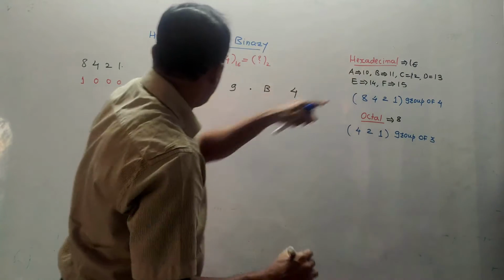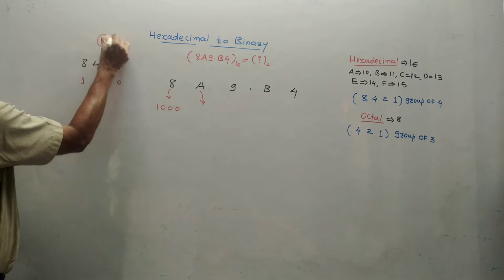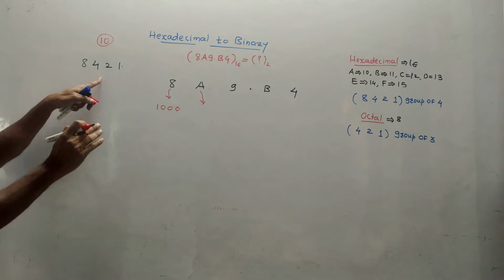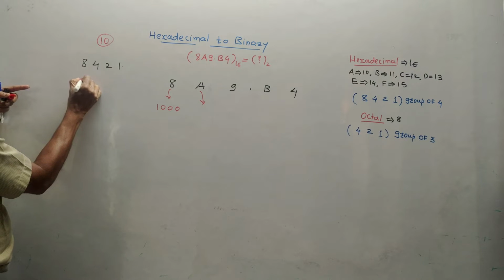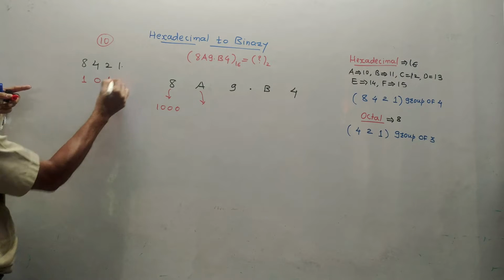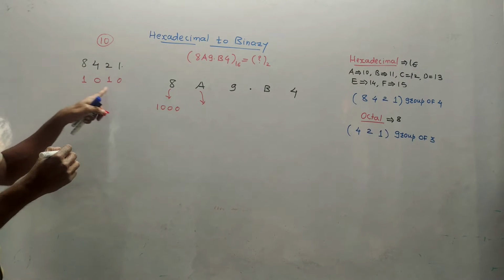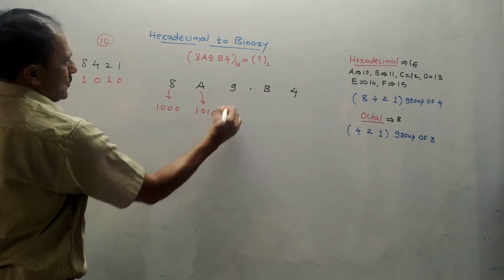Then consider number A. Look at this part. Number A is corresponding to 10. So I have to generate 10 by using the same sequence. How to generate 10? 10 is basically 8 plus 2. So for 8 I will write 1. For 2 I will write 1. For 4 and 1, this is 0, 0 because 8 plus 2 becomes 10. So corresponding binary is 1, 0, 1, 0.